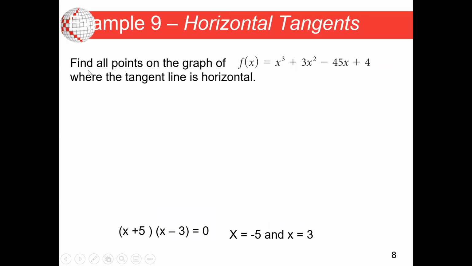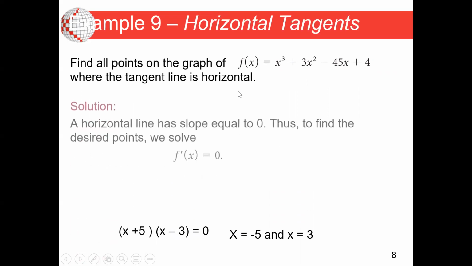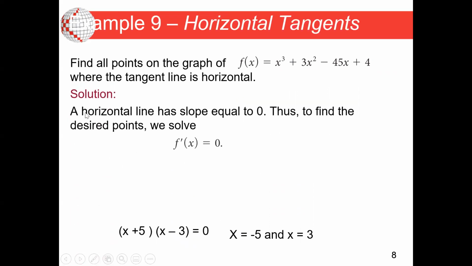So now let's try one more example here. Here they say we should find all the points on the graph of f(x) equals x cubed plus 3x squared minus 45x plus 4, where the tangent line is horizontal. So the first thing we do, we know that a horizontal line always has a slope of what? 0.